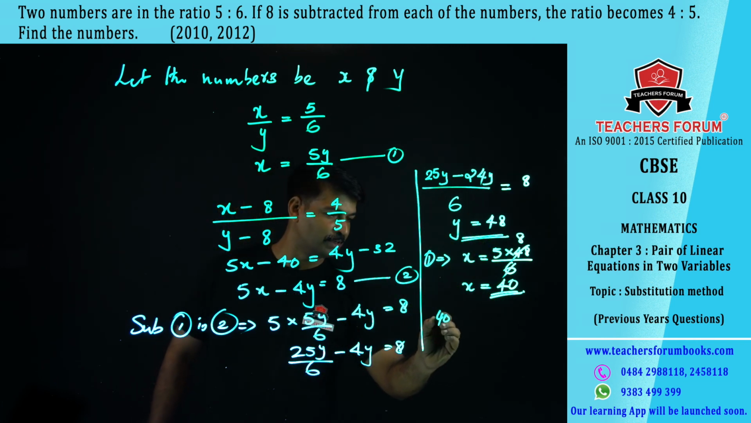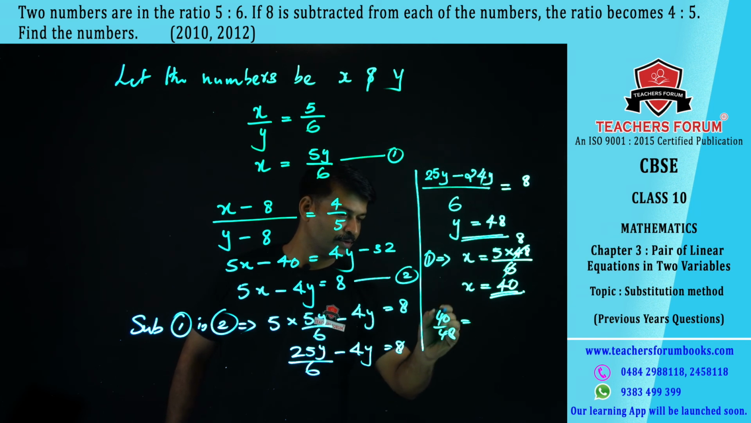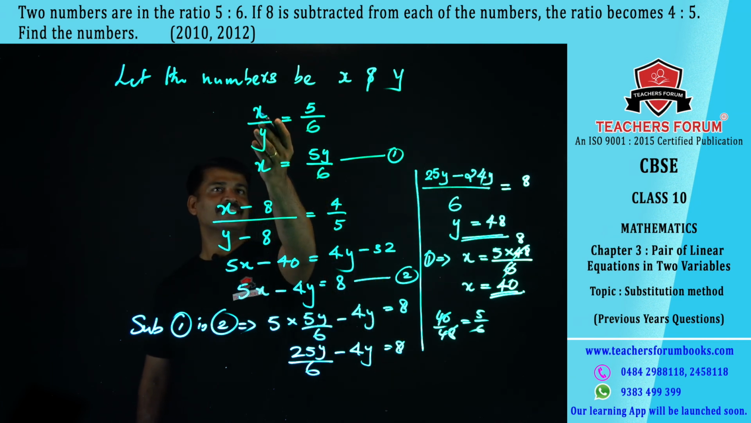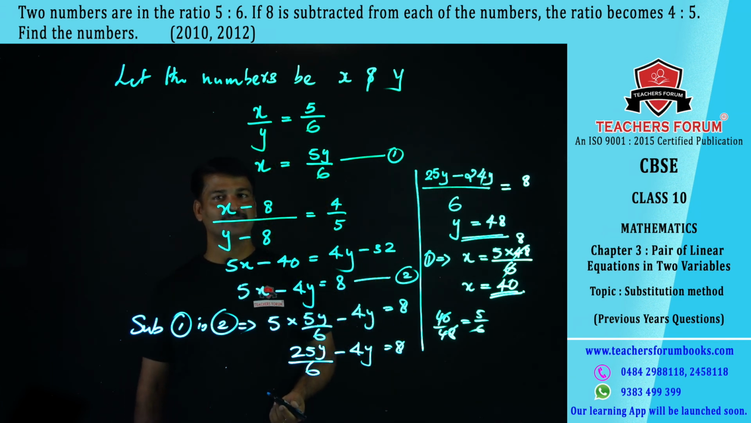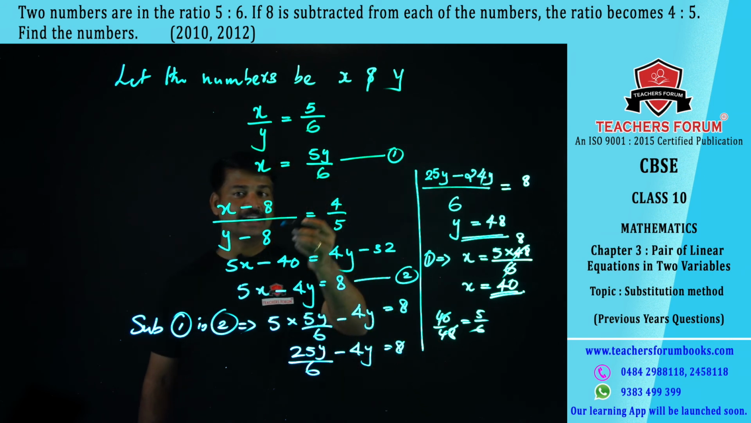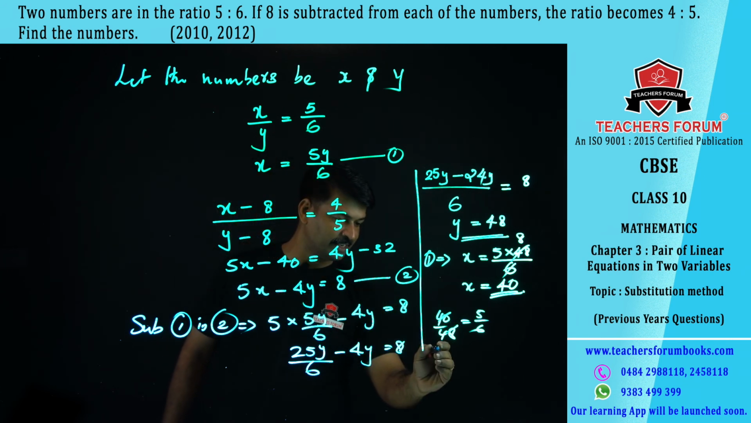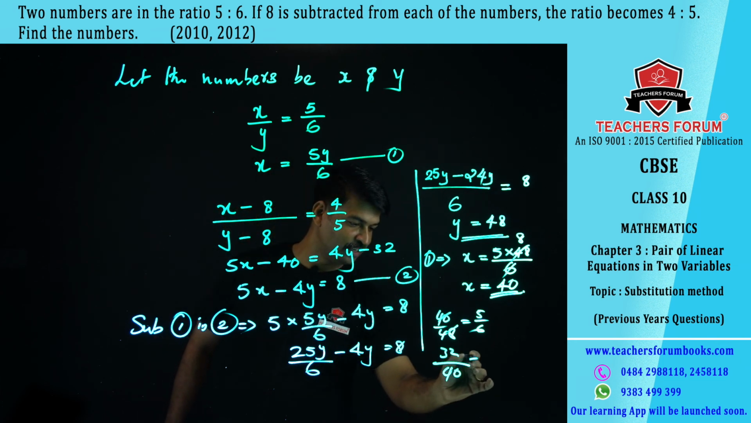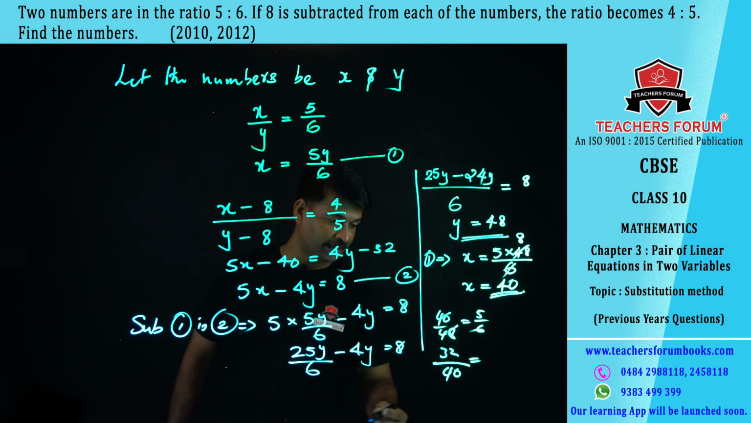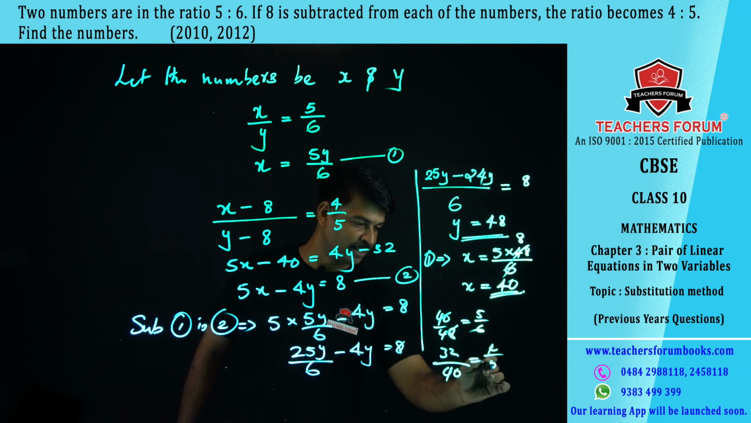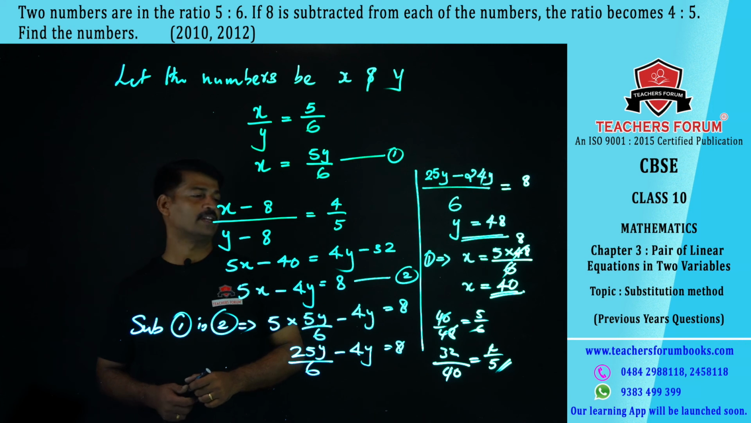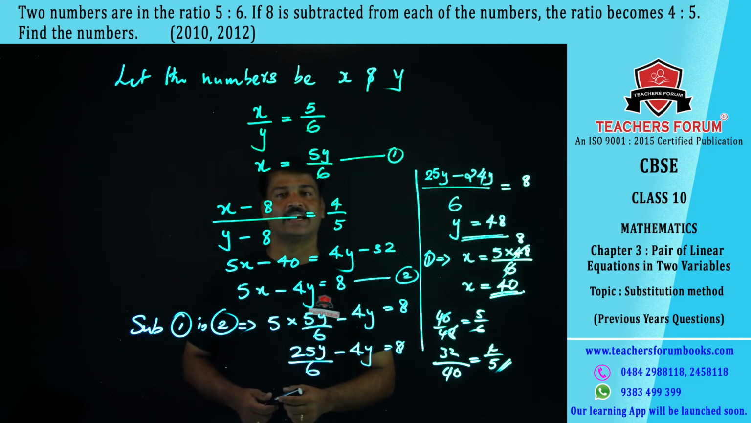Let us see what is 40 by 48. You can divide by 8. You will get 5 by 6, isn't it? See, it is given that the ratio of the two given numbers is 5 by 6. Now let us subtract 8 from each number. 40 minus 8, 32. 48 minus 8, 40. What is the ratio? You can divide again by 8. You will get 4 by 5, isn't it? So it is true. So our answer is right. So the numbers are 40 and 48.